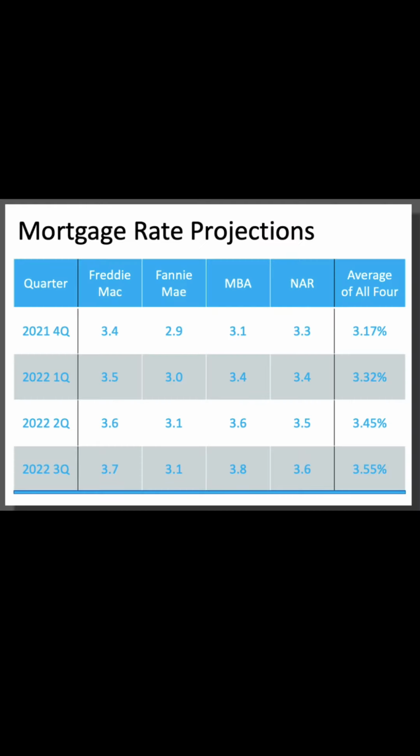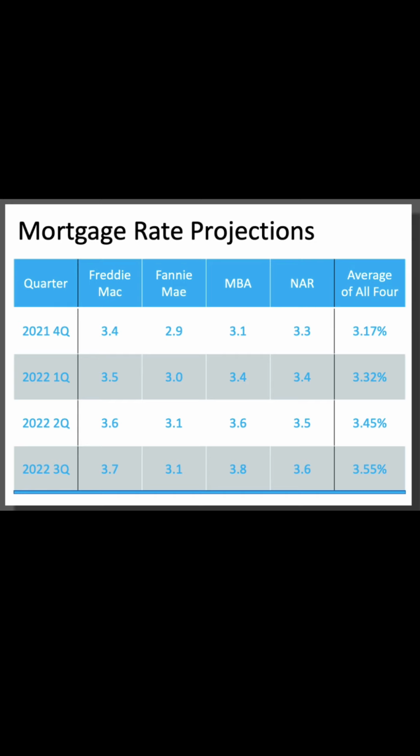This next graph shows where the experts believe mortgage rates are going to go. I know buyers who are worried about mortgage rates going up. I know sellers who are worried that if mortgage rates go up, the bottom's going to drop out of the market and there won't be a buyer for their house, or the pricing's going to go down. So this kind of shows you what to expect over the next year.